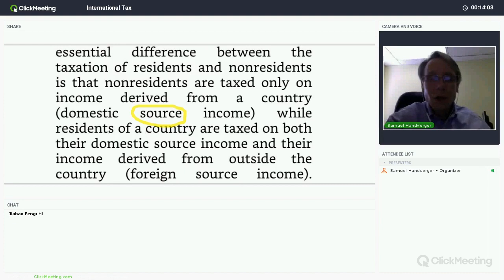We don't care its source. I mean, besides the fact that it would be hard to administrate, it would be so inequitable that it would make no sense to do anything like that. So the concept that countries are following, although there's no international rule requiring them to follow it, the concept that the countries tend to try to follow is what's fair for us to tax.